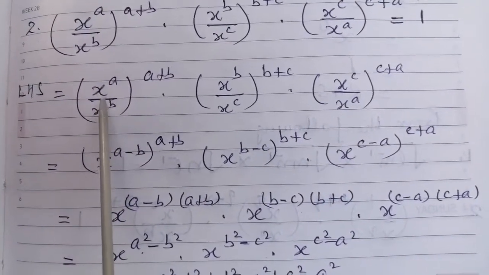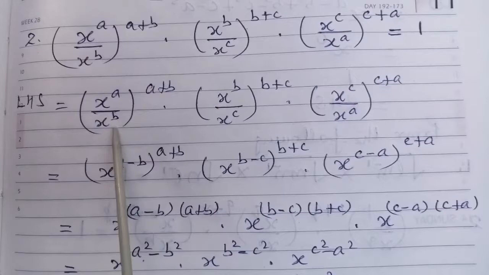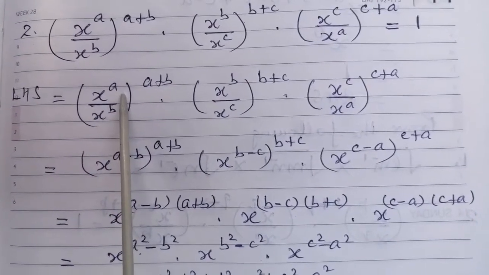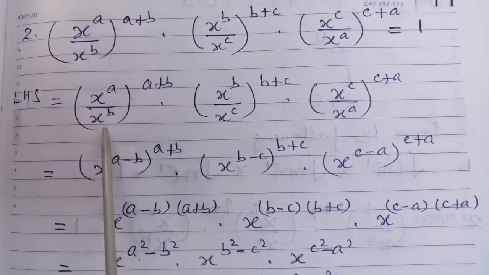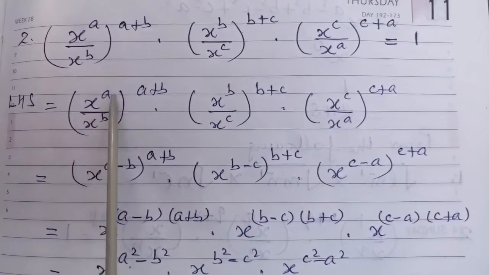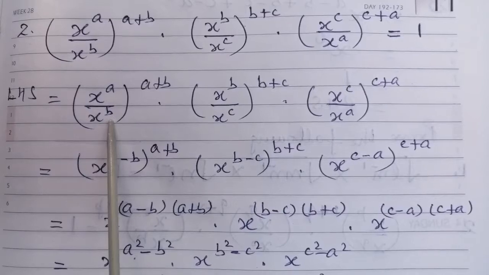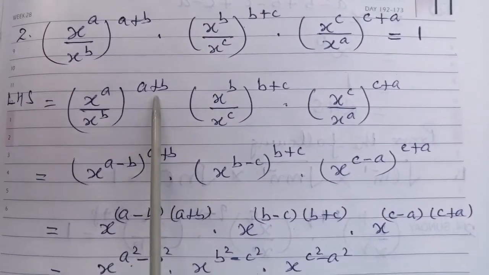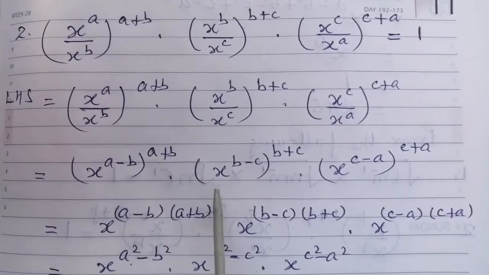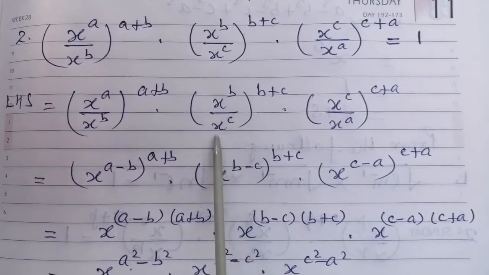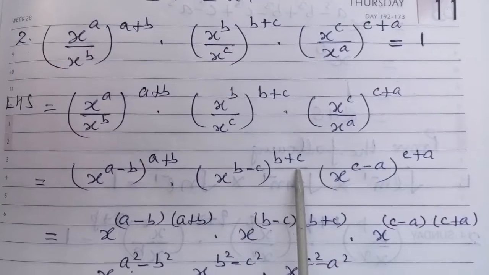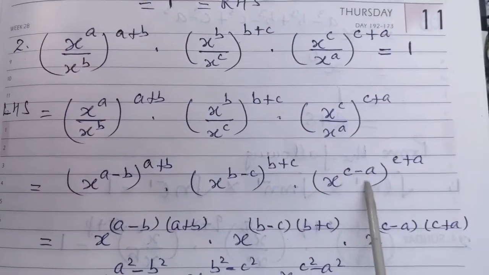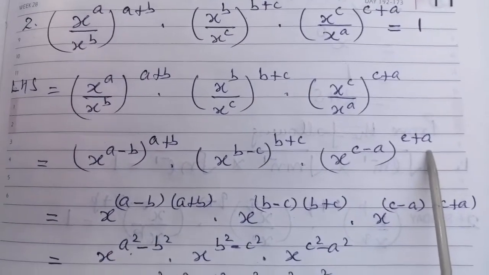Now here see, x raised to power a is divided by x raised to power b. Bases are same and this divides this, so powers will get subtracted, right? So x raised to power a over x raised to power b will become x raised to power a minus b and whole raised to power a plus b as it is. Similarly, this becomes (x raised to power b minus c) whole raised to power b plus c, and third one (x raised to power c minus a) whole raised to power c plus a.